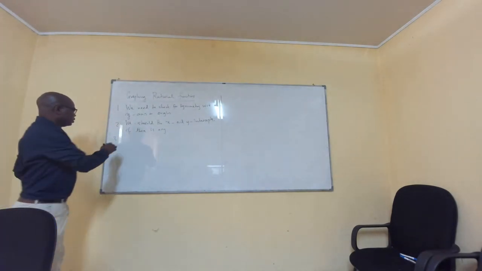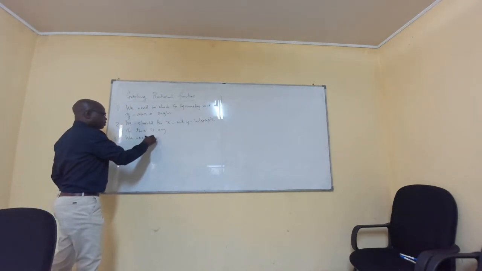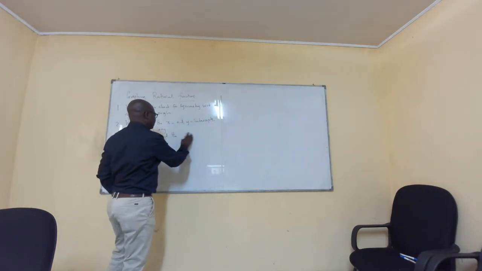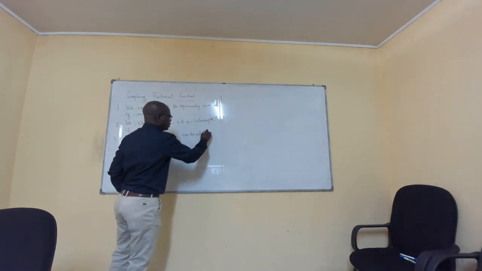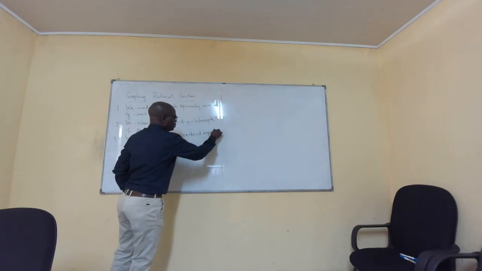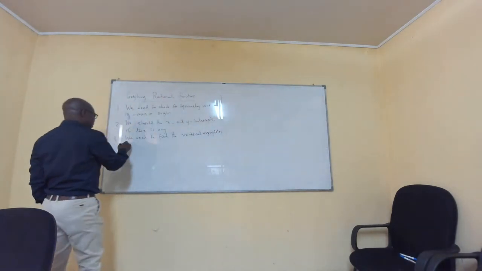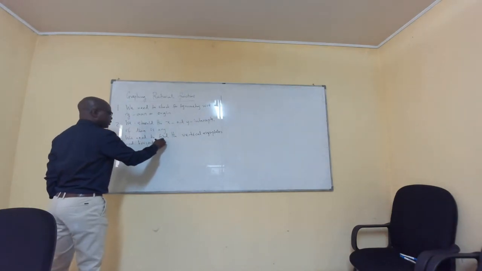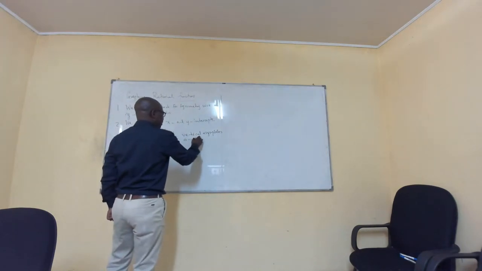Apart from this, we need to find the vertical asymptotes and horizontal asymptotes, if any exist.